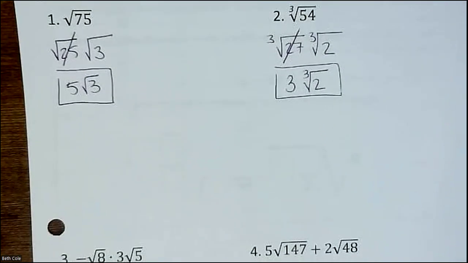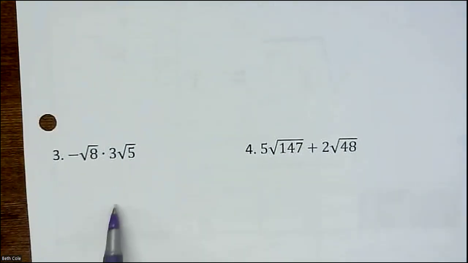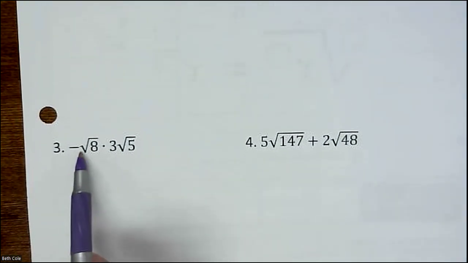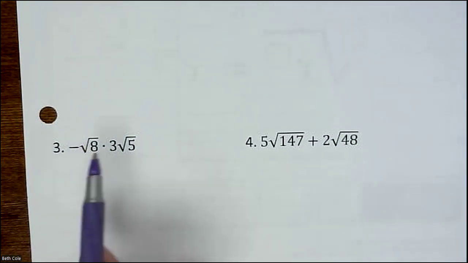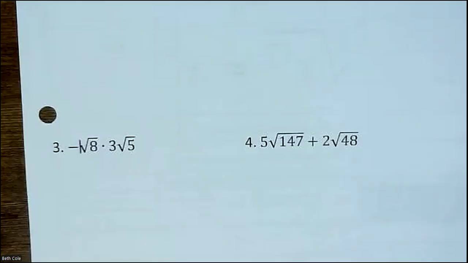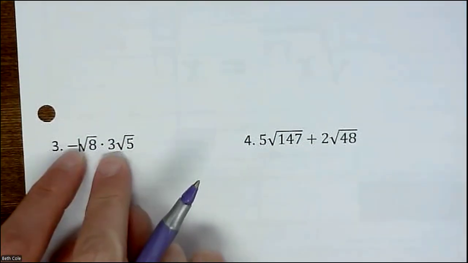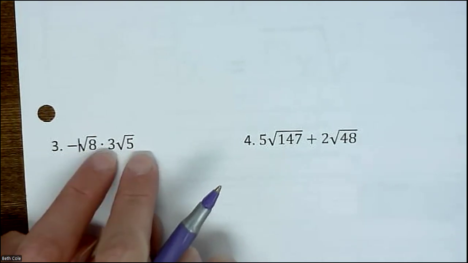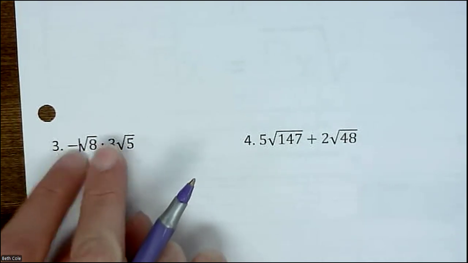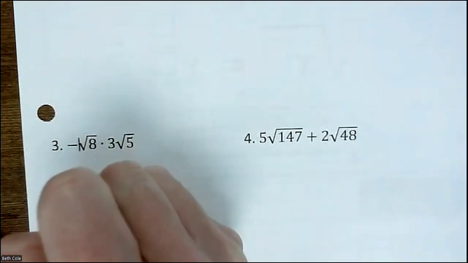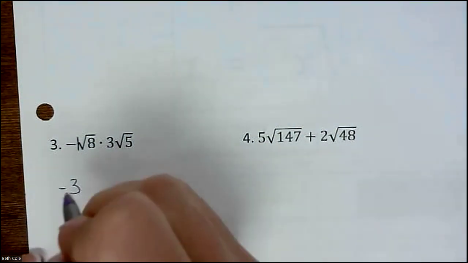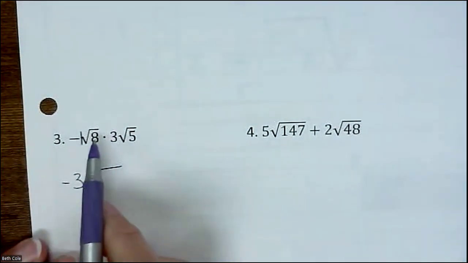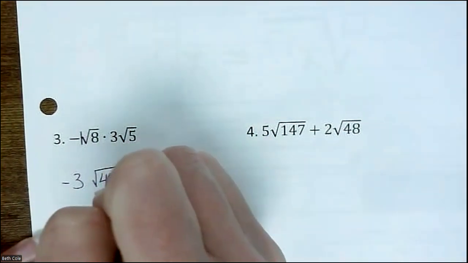All right, down here we are multiplying. That's what that little dot means. All right. What's really in front of this square root of it? It's really a 1. Oh my gosh, you guys are on fire today. So you're going to multiply the numbers outside. You're going to multiply the numbers inside. So negative 1 times 3 is just negative 3. Draw your square root, and then 8 times 5 is 40.